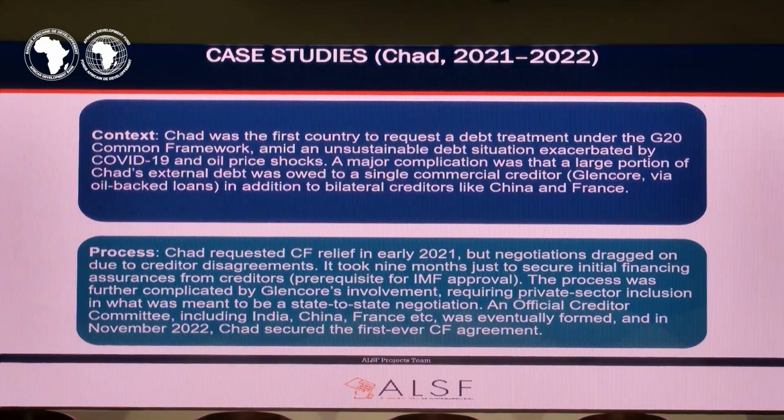Chad was the first country, as you can see on the screen, to request a debt treatment, the first African, I think it was the first country globally actually, to request a debt treatment under the G20 framework. And the big concern with Chad was that their exposure at the time was just about $3 billion US. The concern was a third of that amount was owed to a private commercial creditor whose holding was linked to commodity reserves.